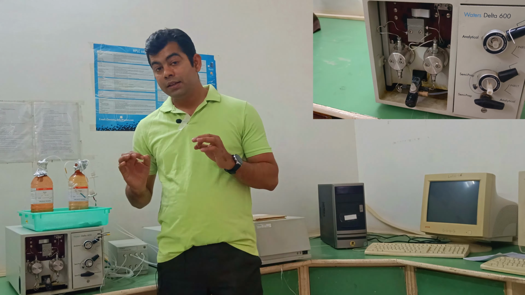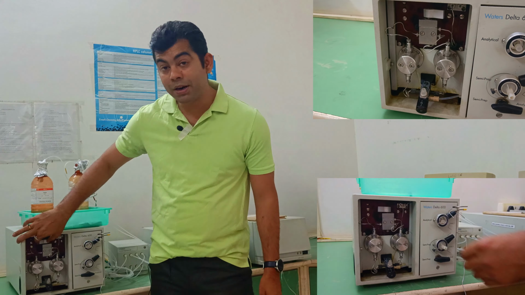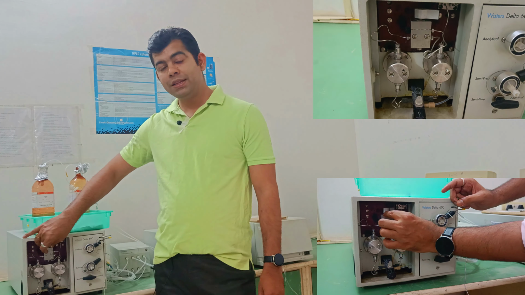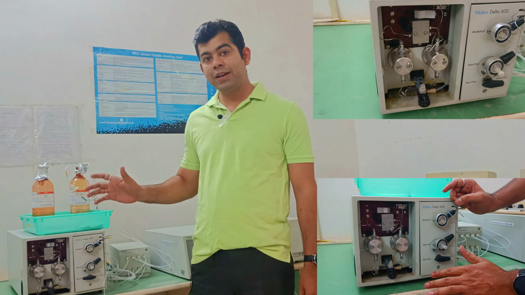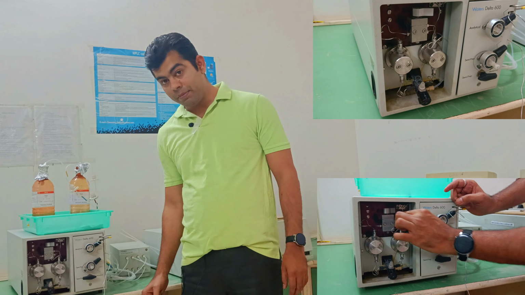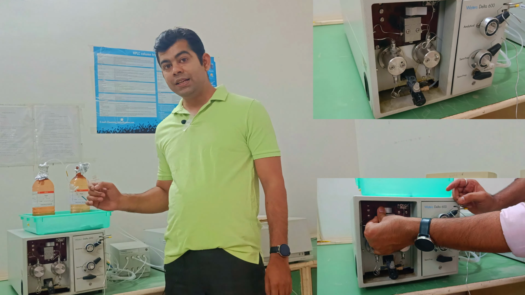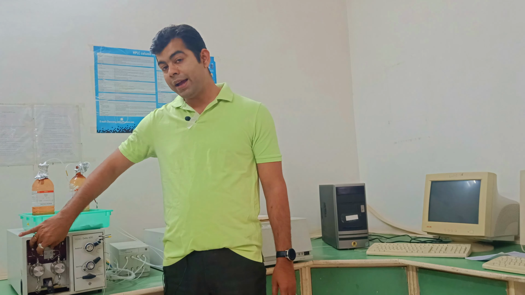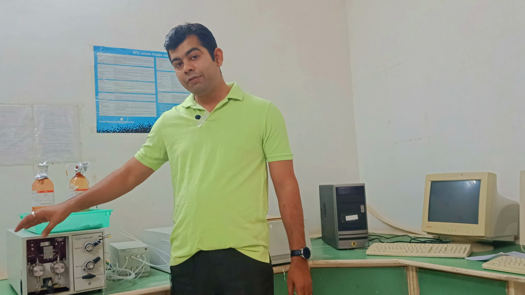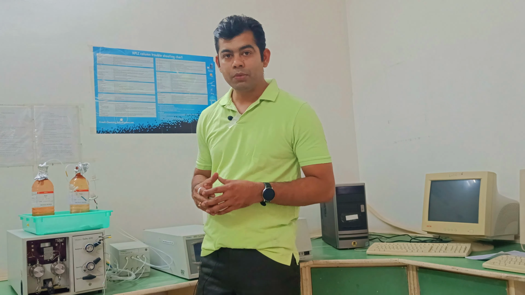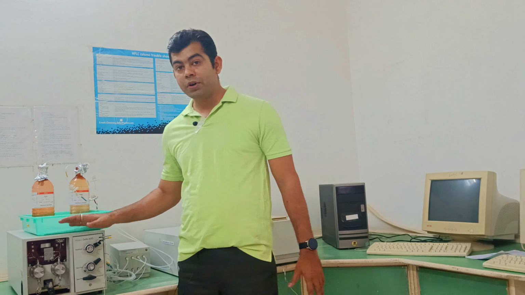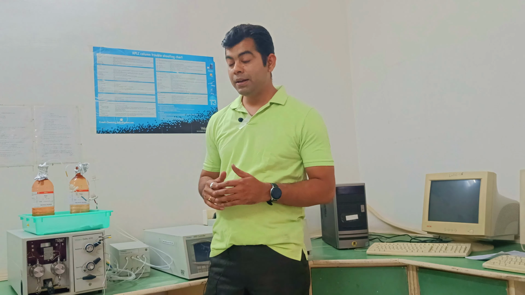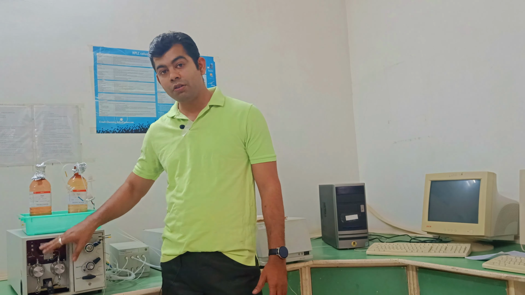Then one of the most important parts is the purging valve. If I open this purging valve, the mobile phase does not go to the column. So the purging valve is basically used for cleaning of the instrument. But if I close this valve, the mobile phase then goes to the column. So it is a most important part of HPLC for cleaning of HPLC. That's why the purging valve is one of the most important parts of HPLC.